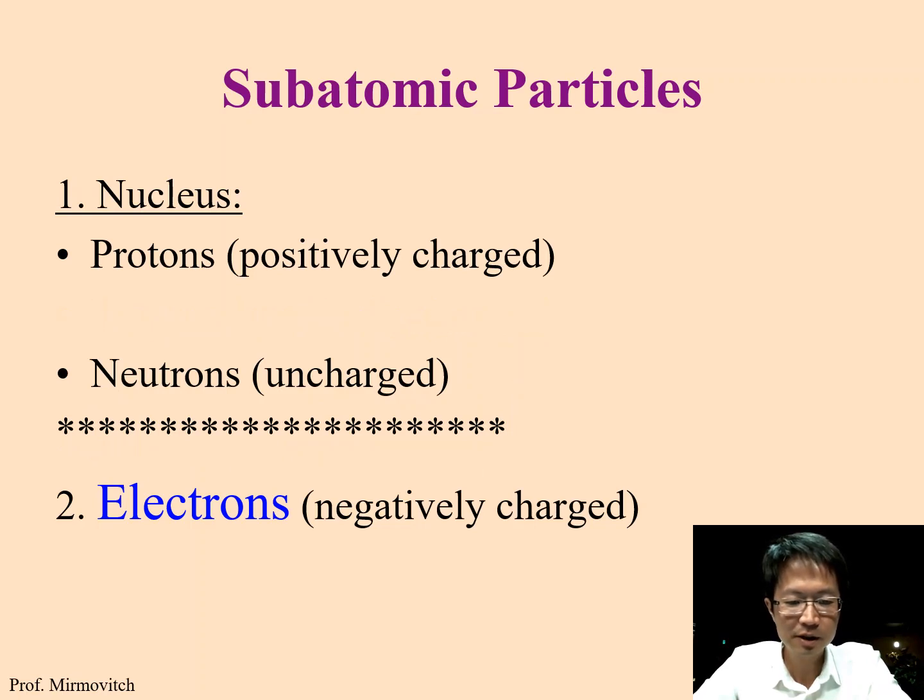Last but not least, electron is negatively charged. Well, for that, you may assume that, oh, E goes with E. This is kind of arbitrary. But yeah, P, proton goes with positive, and N goes with neutral.